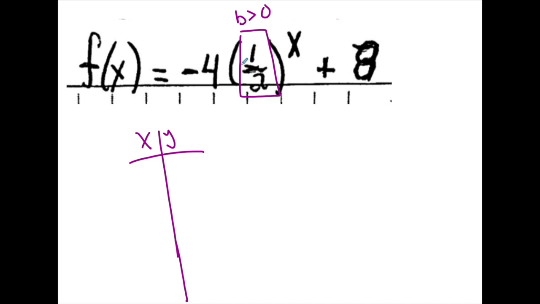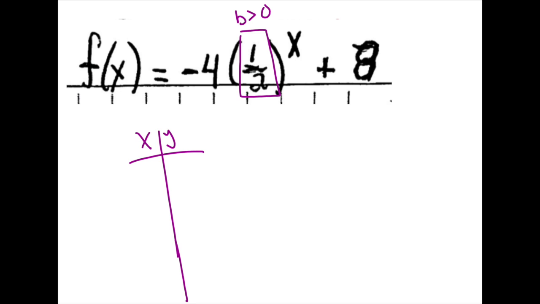Now we're going to start to plug in some numbers here. That's why I always say make a table and start to plug in some numbers. At some point it's going to go off the graph and we're done. And on the other side, it's going to start to get really close to a number, and we'll hopefully be able to figure out what that is.